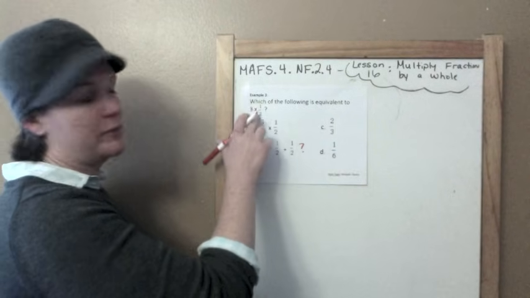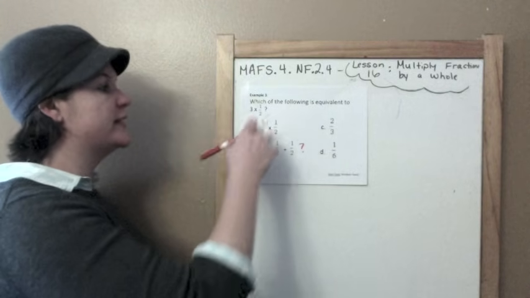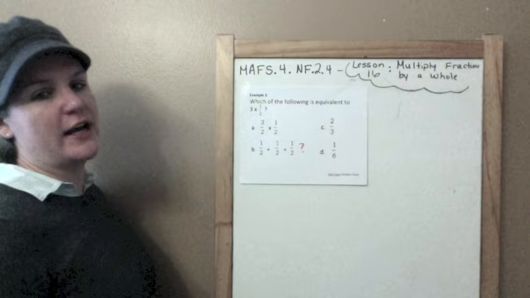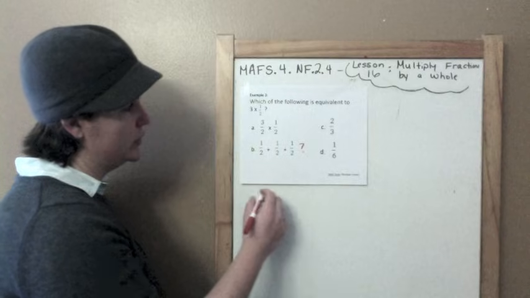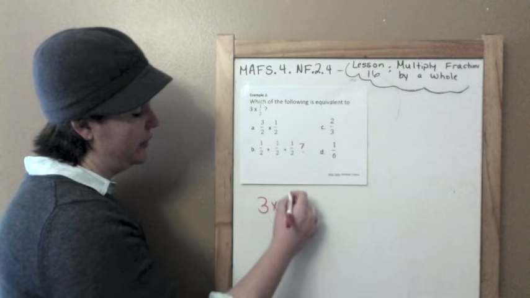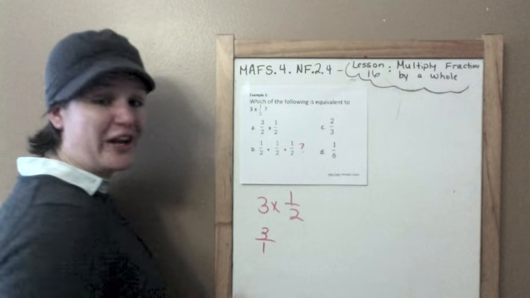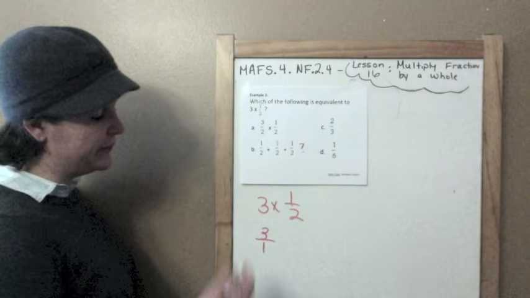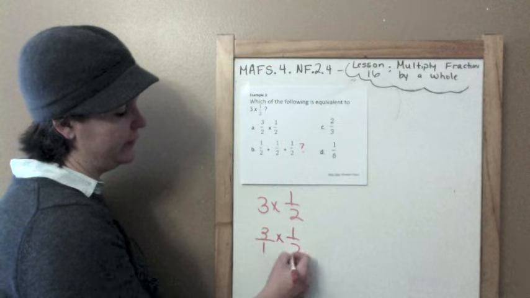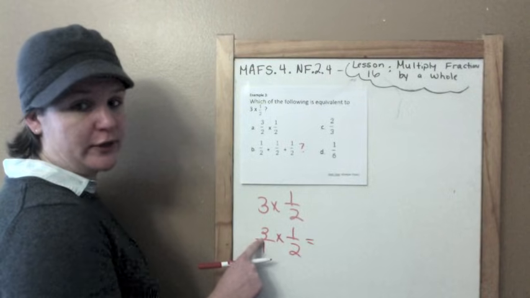But what I'm going to do is solve this out and treat this as a student who's not really sure how to tackle this problem. Here's what you could do. Solving out 3 times 1/2, we will rewrite that, putting 3 over 1, times 1/2. Multiply our numerators.